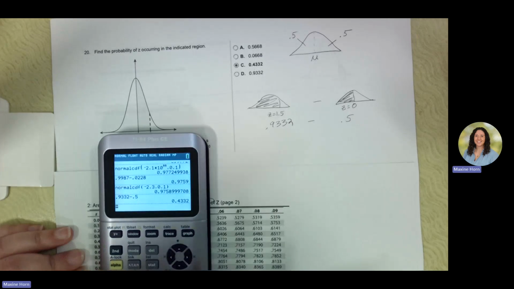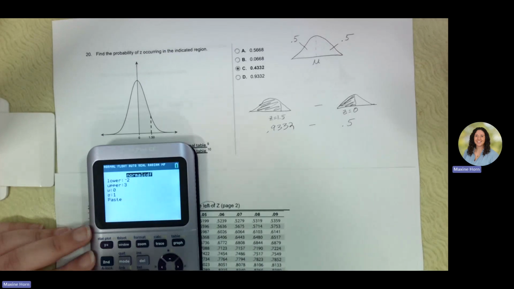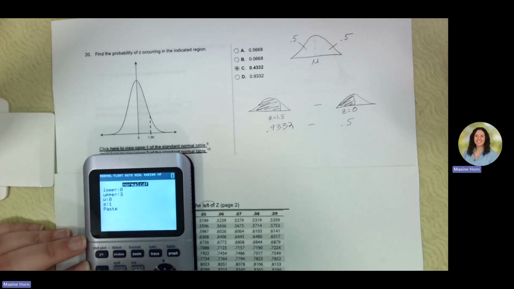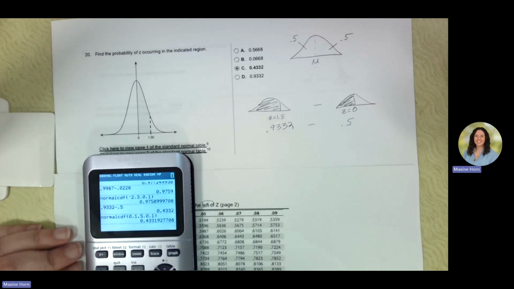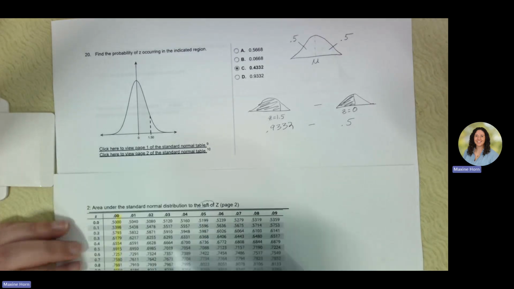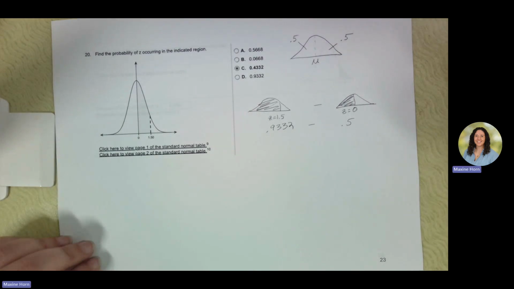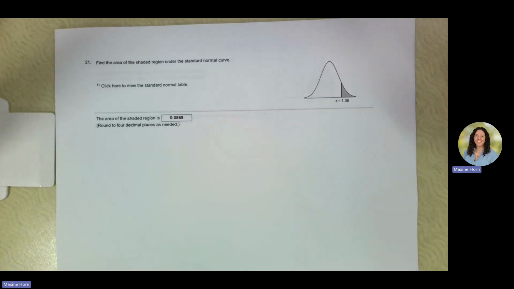If we wanted to plug it in this way, our lower bound is 0. Our upper bound is 1.5. And again, if we're rounding to 4 decimals, we're still getting the same answer. I would suggest doing it both ways, just so that you make sure you understand how to read the chart, how the chart works, but do whichever one is faster.